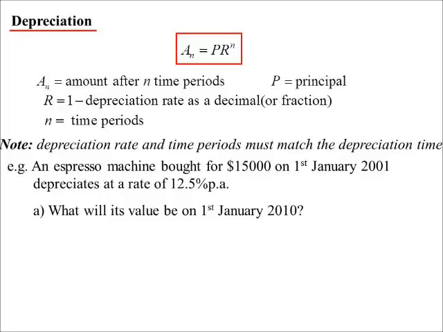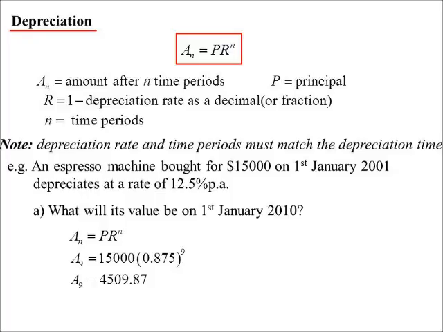An espresso machine, which is a coffee machine, they tell me. I don't like coffee myself. And they're quite expensive. $15,000. 1st of January 2001 is when they bought it. Depreciates very quickly at 12.5%. How much would it be worth on the 1st of January 2010? So that's after how many years? 10. So let's see.